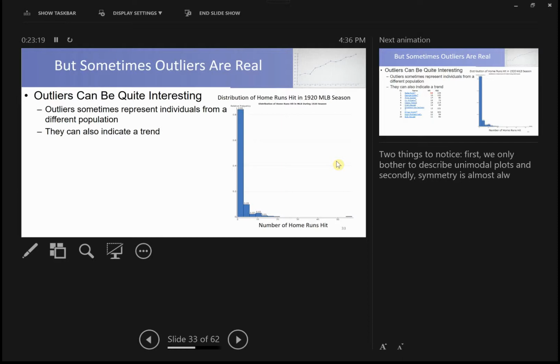So these are the home runs that were hit back in 1920. What do you notice about this data set when you look at that plot? What's the one thing that really stands out? Yeah, you wouldn't even notice it except the scale goes way out. So there's one person that's way out here. It's not obvious if it's one, but it is. Who do you think that person was? Do you know? It was Babe Ruth.